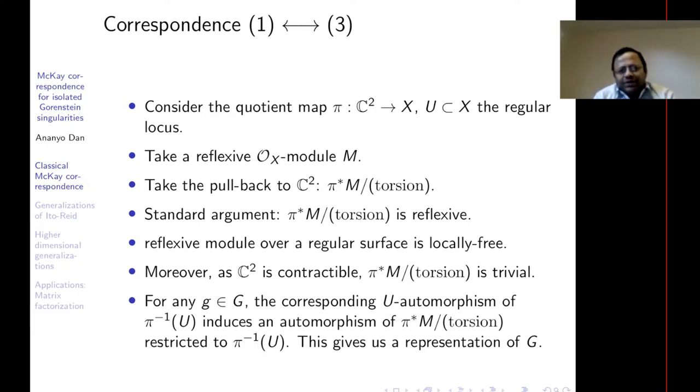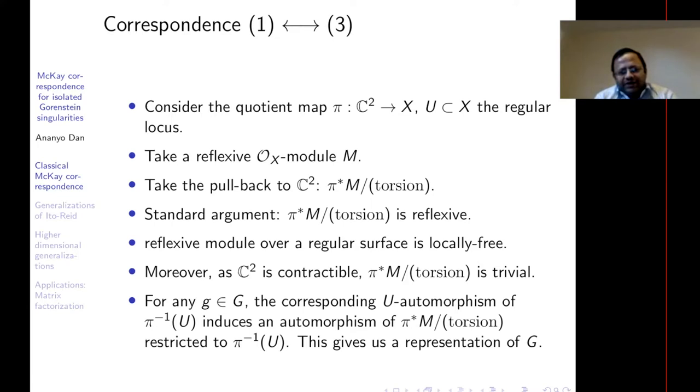And now we come back to what I was saying, that over this regular locus, this is a G covering. So for every element of this group G, you can have an automorphism of this covering. This automorphism of the covering will induce an automorphism of this trivial vector bundle. And now you can compare the constant sections of both of these trivial vector bundles. Let's say the trivial vector bundle has fibers V.